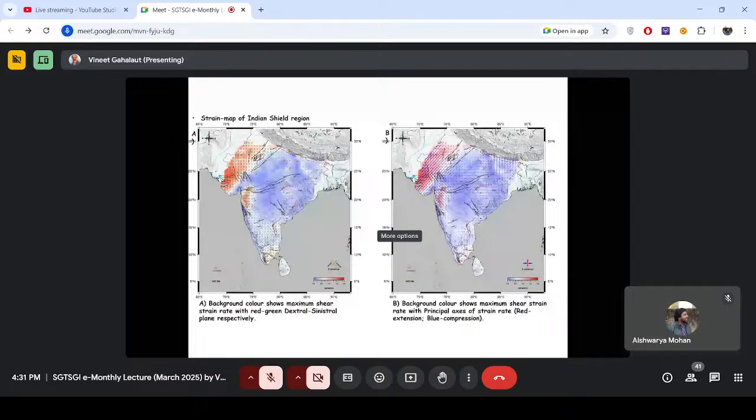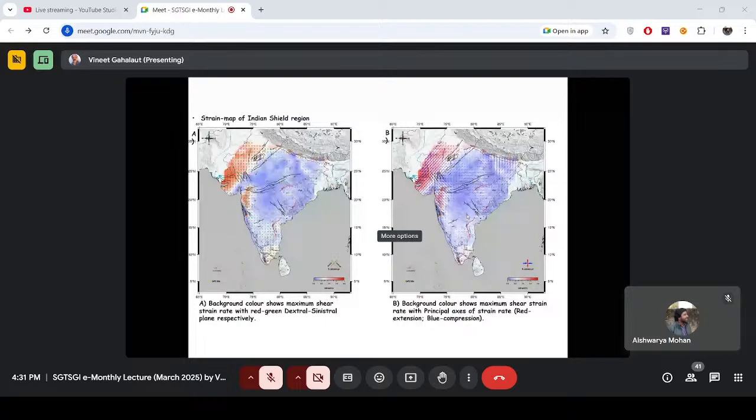You can look at this is the maximum shear showing dextral sinistral motion. This is the maximum shear showing principal axis of strain, and they're all consistent. Look at the principal axes here. These are beautifully consistent with the fault plane solution of, for example, Anjar, or the fault plane solution of the 2001 Bhuj earthquake.